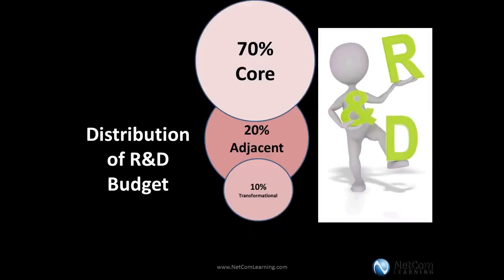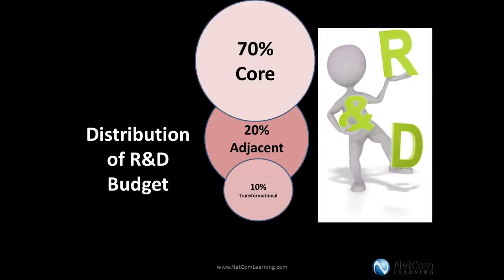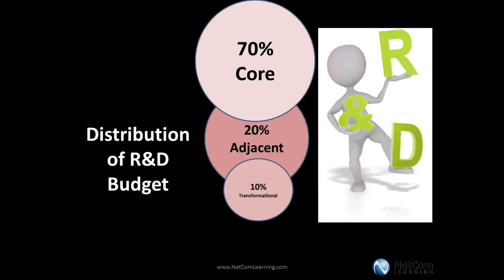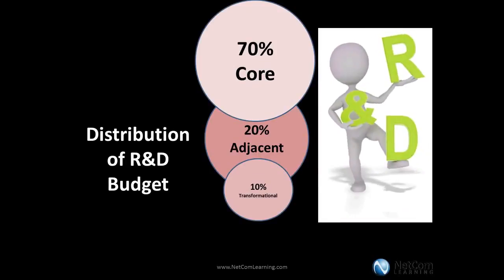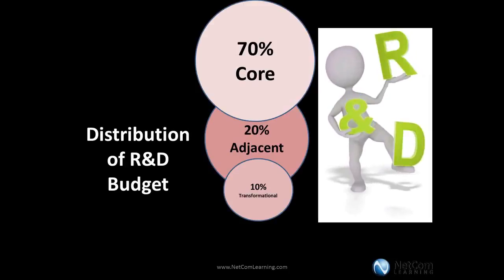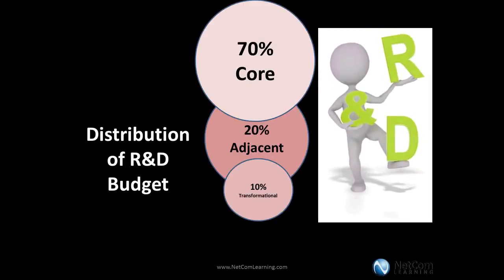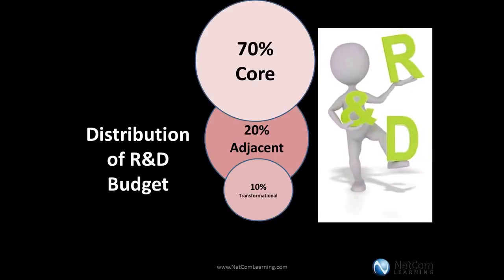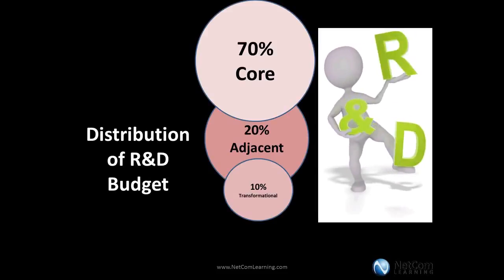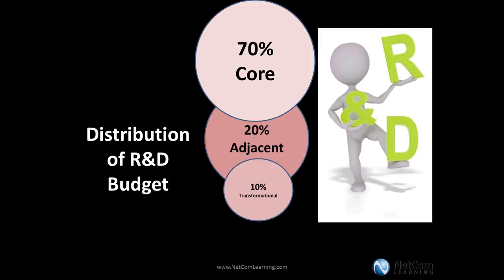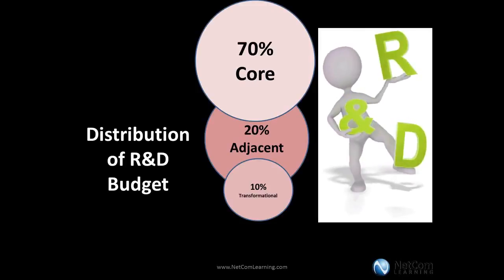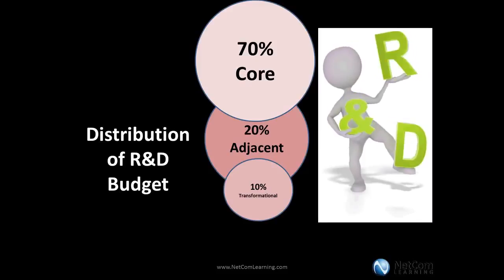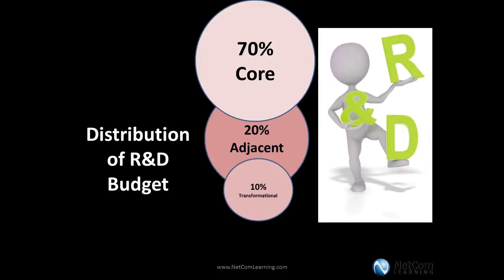Now, if you look at a company's income statement, often a company will have a separate line for their research and development. And a typical budget allocation for their R&D budget would be 70% of that budget would be in core innovation, 20% of the R&D budget will be in adjacent innovation projects, and then 10% in transformational. This is a typical budget allocation and one that Google actually uses.